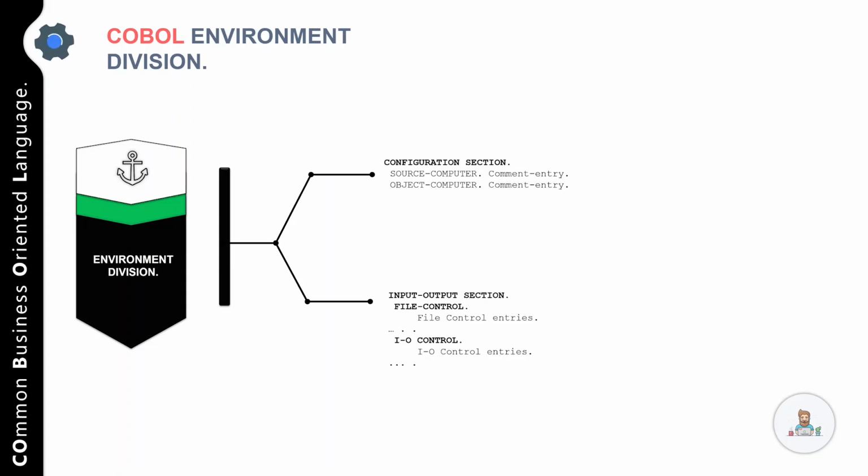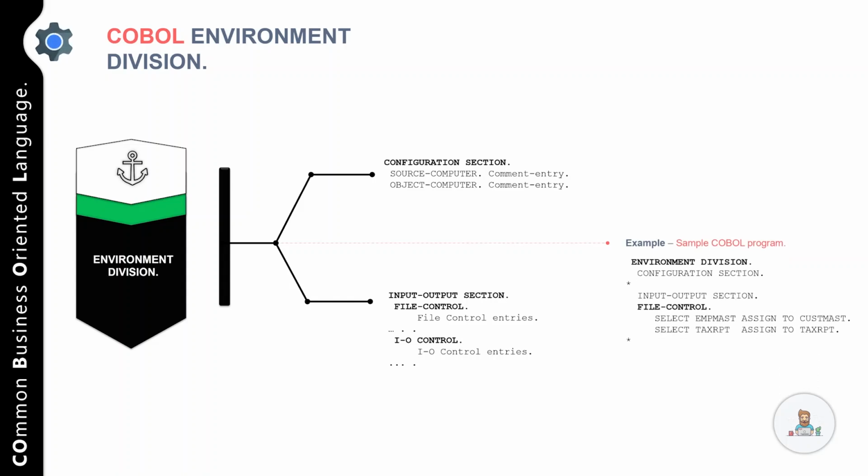Most of the paragraphs that we discussed so far are optional and they are not used by programmers when they are writing new programs. But you're going to find these details in old programs which were written during the 1960s, 70s or probably 80s. Now, the input-output section file control paragraph is very important because if you're dealing with a file, then you have to specify those entries in the file control paragraph.